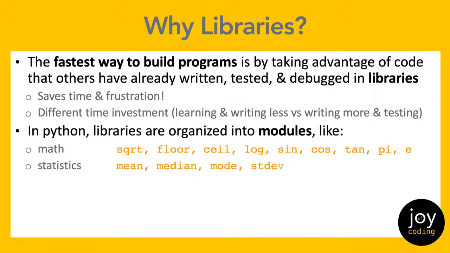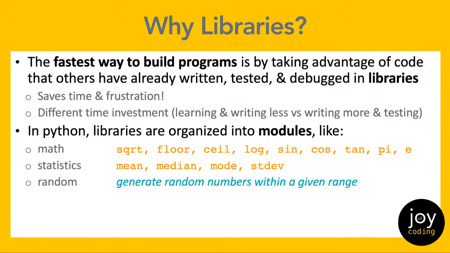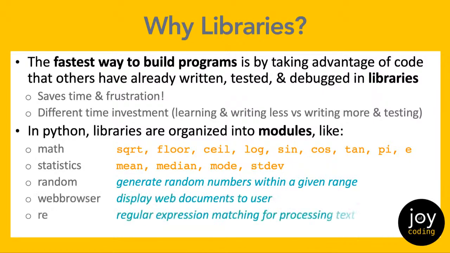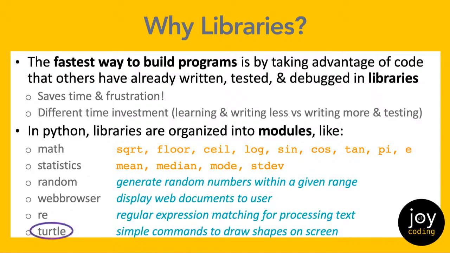In Python, libraries are organized into modules. Here's some examples. We have math, which has traditional mathematics functions like square root, floor, log, sine, the constant value pi, etc. There's a statistics library package. There's a random library that allows us to generate random numbers within a given range. There's also a web browser, a regular expression library that allows us to do text processing really easily. And finally, what we're working on today is the turtle library, which allows us to use very simple commands to draw really cool shapes on the screen.